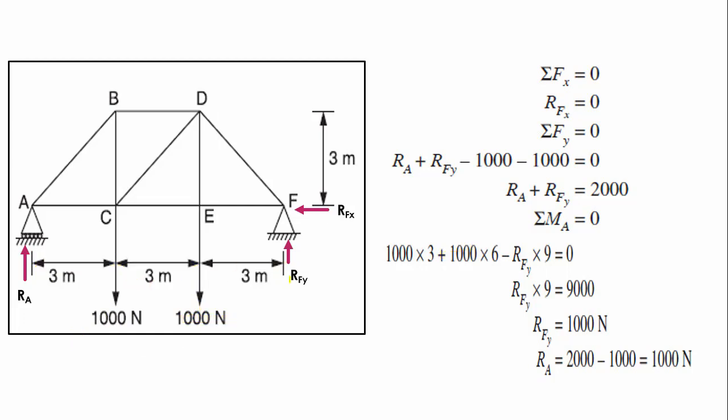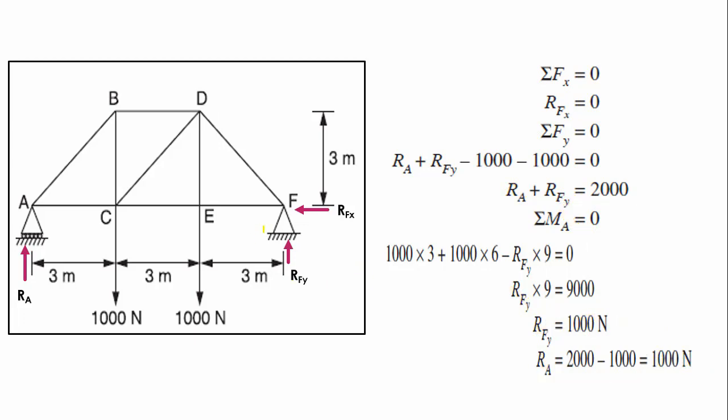Next we go to the reaction RFY. The arrow creates an anticlockwise moment, therefore it is minus, the force is RFY, and the perpendicular distance is 9 meters, so minus RFY into 9, equal to 0. If you solve this you get RFY as 1000 newtons. If you substitute the value of RFY in the earlier equation, you get the value of RA, which is equal to 1000 newtons. By applying the conditions of equilibrium we have calculated the support reactions.